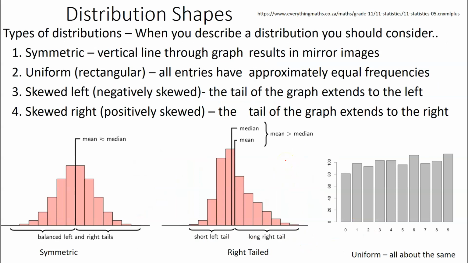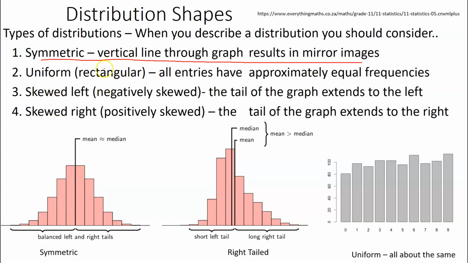Distributions, I've actually kind of talked about this a little bit before. You can have symmetric, so if you were to draw a vertical line down through the middle, like this one here, and where the mean is approximately the same as the median, which is approximately the same as the mode. This would be considered a nicely symmetric distribution of numbers.